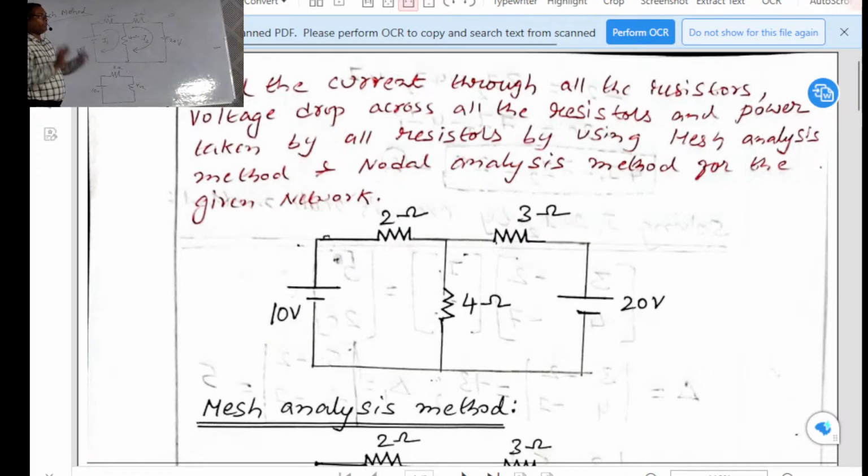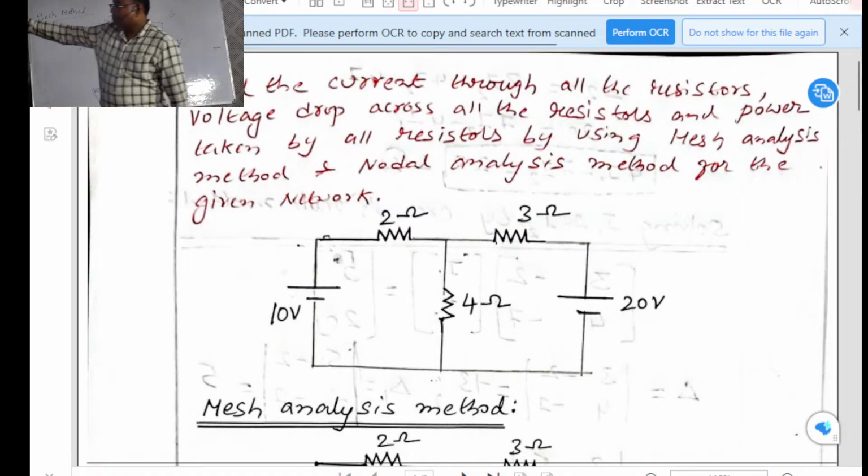You can start anywhere. For example, I'm starting from here. You should rotate clockwise: first element, second element, third element. This is the ending one. It is clockwise.